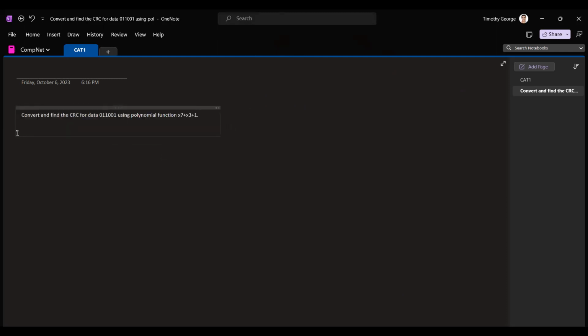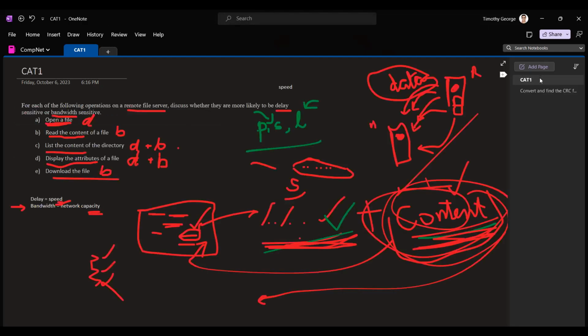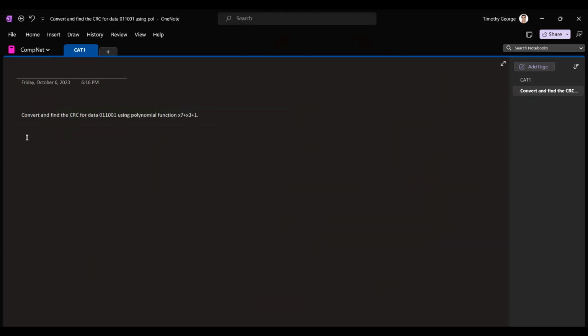This was, I think, the first question of the CAT1. It was convert and find the CRC for data, and you're given this data, and you're asked to use the polynomial function x raised to 7 plus x cubed plus 1. Okay, let's quickly work on this. This is actually straightforward. So the numerical questions are more straightforward than the theoretical one that we saw.